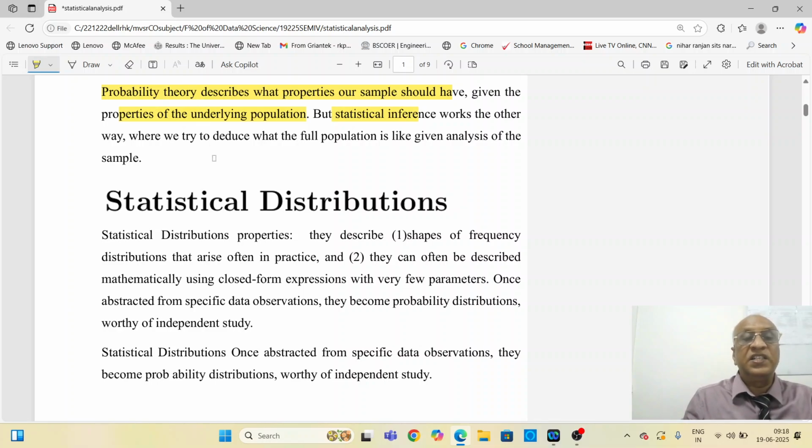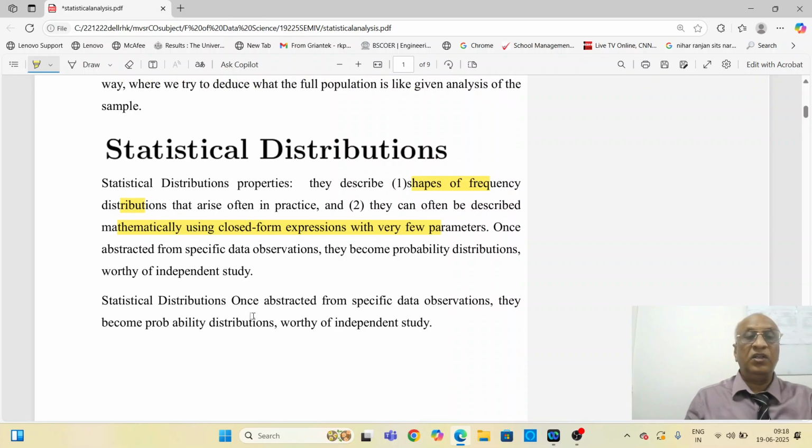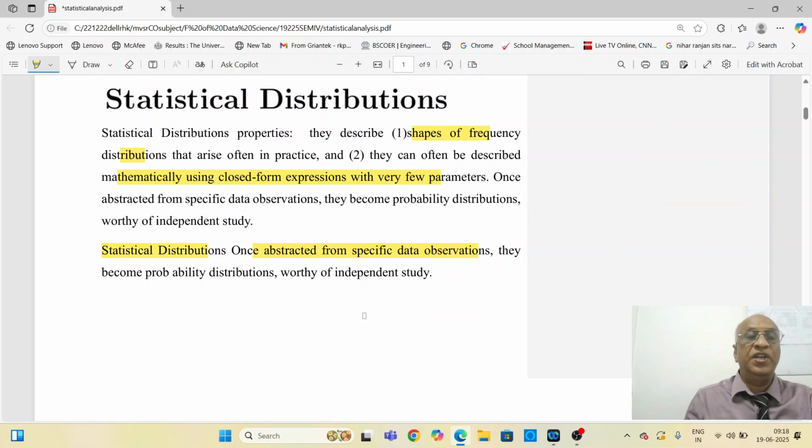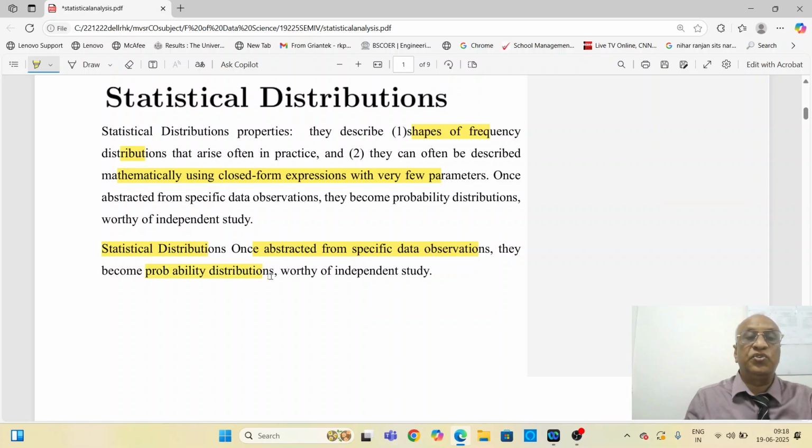Now, what are statistical distributions? They have a few properties: they describe shapes of frequency distributions. They can be described mathematically using closed form expressions with very few parameters. Statistical distributions, once abstracted from the specific data observations, become probability distributions worthy of independent study.